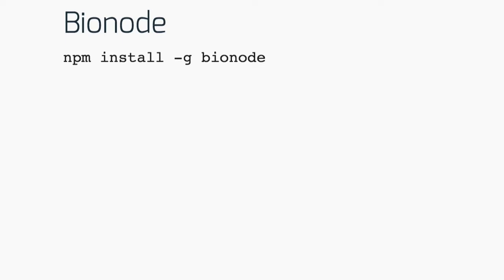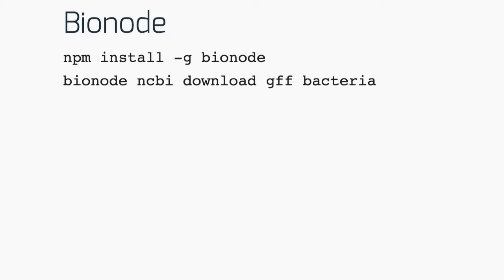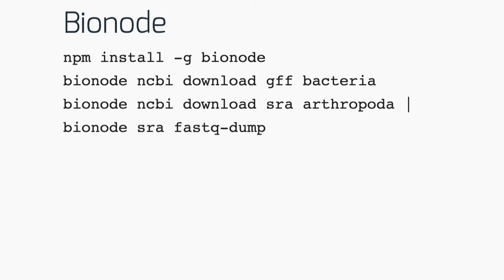The way you install Bynode is just like that: npm install global Bynode. Then you can do something like Bynode NCBI download GFF bacteria, and you get all the GFF, our general file format, from bacteria. You can also do Bynode NCBI download SRA droplet, so you get the sequence read archives for a droplet. You can then pipe, although you cannot see the pipe, to Bynode SRA FASTQ dump and get a FASTQ file from it.